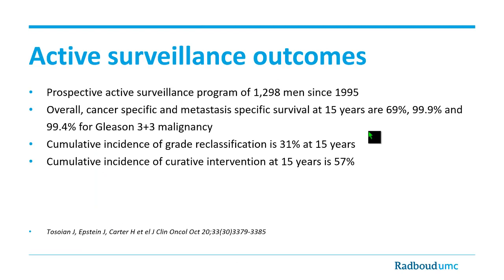There's a group from Johns Hopkins again. They did active surveillance in 1,300 patients from 1995. And if you look at the overall survival after 15 years, it's 70%. The cancer-specific survival is, however, almost 100%. And the metastasis-specific survival is also 99.4%. So based on this, you can conclude that a Gleason 6 cancer is not something you will die from. The cumulative incidence of curative intervention at 15 years is 57%. So it's a little bit higher compared to the Toronto group.